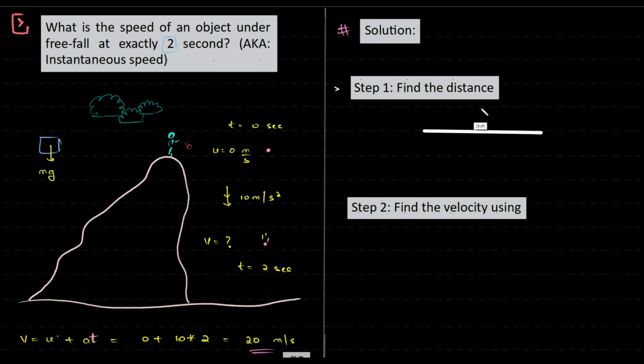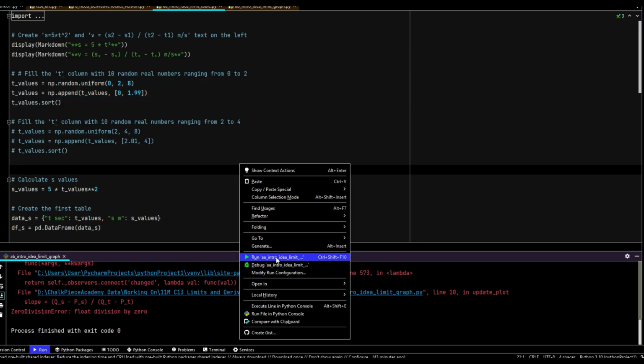Now, if I want to find it some other way, the other way being this, I'm going to take up a table. I'm going to take up the time from 0 to 2 seconds, and I'm going to find the distance in meters for this set of values from 0 to 2 seconds. Okay, so basically it's going to be something like this.